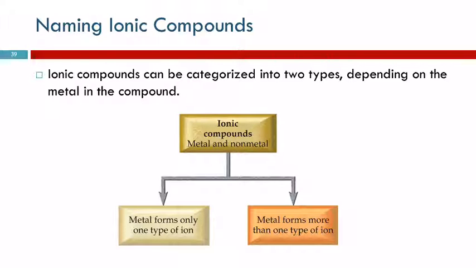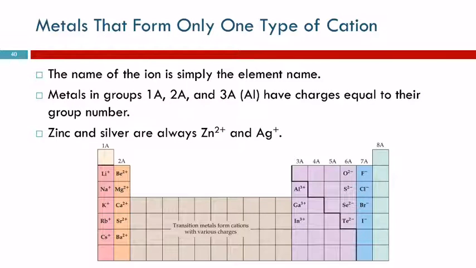You can categorize ionic compounds into two groups by the type of metal. There are some metals that only form one kind of ion, and there are some that form more than one. I'm mentioning this because your book goes through it this way. I really think this is a little silly to talk about, this type 1 and type 2, but there it is.